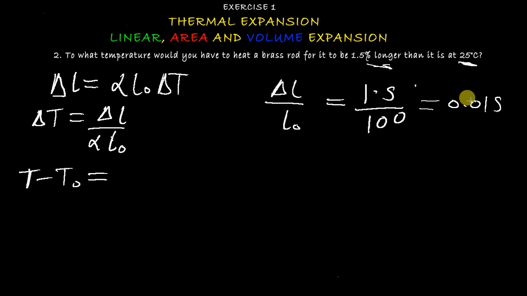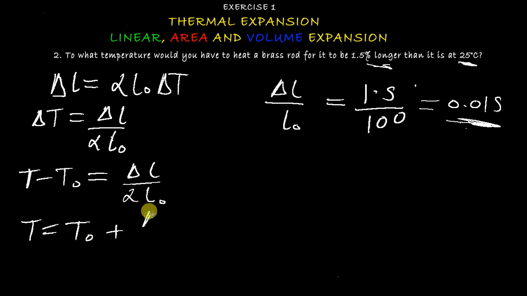Okay, so this is what we have as our delta L over L. Before we go on, let me just rewrite this. So this is what we have. Then from there, we can plug in the values, or if we want, we can even make T the subject first. This will be T naught plus delta L over alpha L naught.